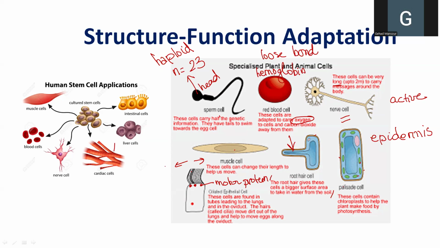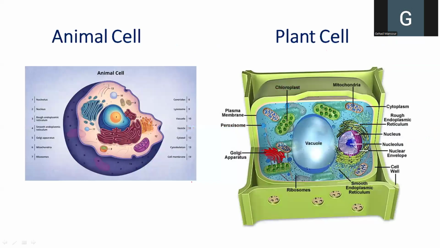The cilia help in surface immunity, which is the immunity on the surface of the mucosa, and it is a type of local immunity.